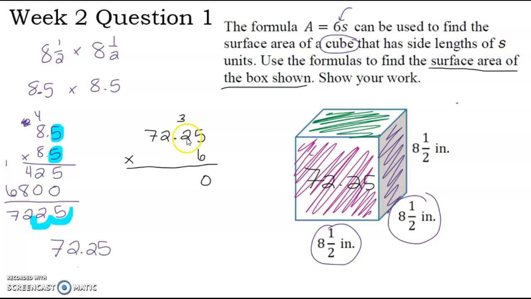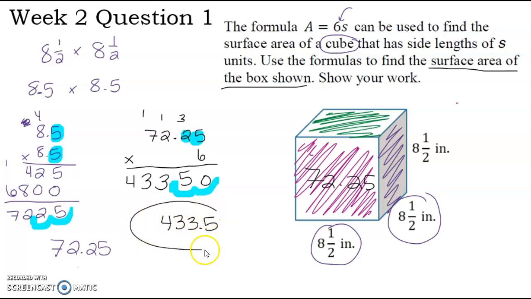6 times 2 is 12, plus 3 more is 15. 6 times 2 is 12, plus 1 more is 13. 6 times 7 is 42, plus 1 more is 43. Now, one more time, I have to move the decimal 2 places because there are 2 numbers behind the decimal. And so your final answer should be 433.5 inches cubed.